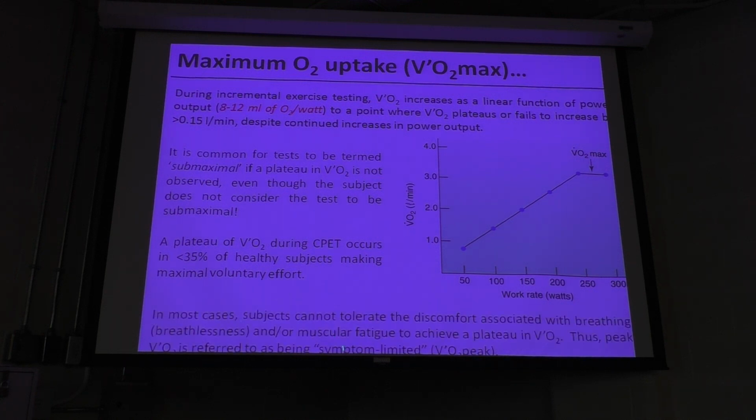So in most cases, as I mentioned, subjects cannot tolerate the discomfort associated with breathing and muscle fatigue to achieve a plateau in VO2. So in most cases, we're going to refer to things as peak VO2 more than VO2 max, even though the lab handout has VO2 max riddled all over it. Okay?